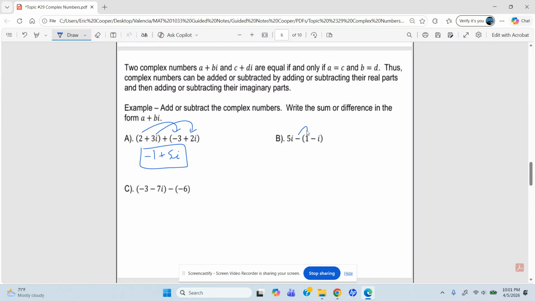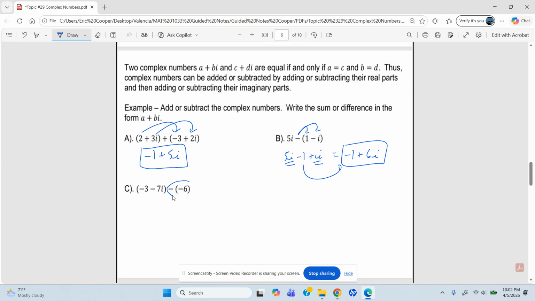Here with this negative, we're going to distribute it in. The 5i doesn't change. The opposite of 1 is -1, and the opposite of -i is +i. 5i and i combine, and we keep the real part the same. 5i plus i is 6i. Again, we always want to write the real part first, which is why I'm leading with the -1.